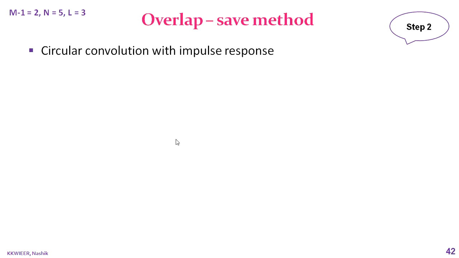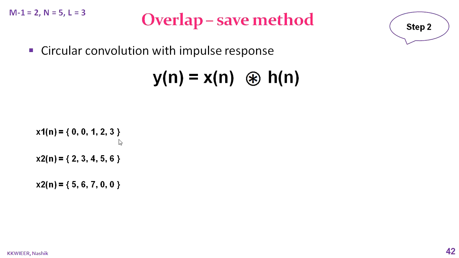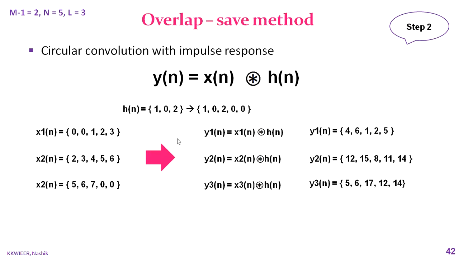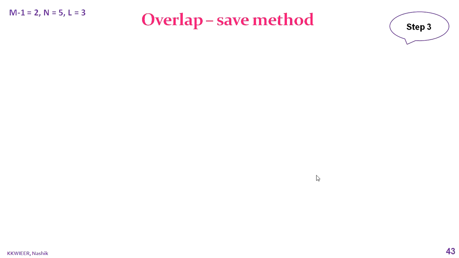Now circular convolution with impulse response. So in that case you have got x1 of n, x2 of n, x3 of n. You are going to convolute with h of n. So let us make the length of h of n similar to x1 of n, x2 of n and x3 of n. So that will be 5. Append 2 zeros. It will give you y1 of n, y2 of n and y3 of n. Now, how to get the final y of n by using these three values?